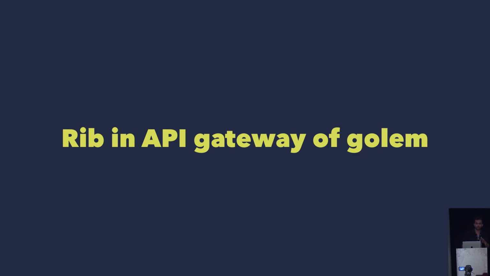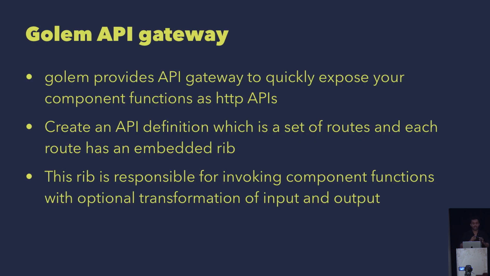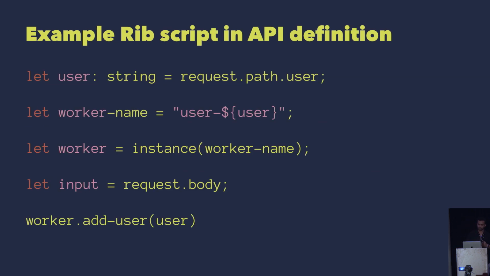It's in the API gateway of Golem. So we have seen Rib in Wasmtime now. We have seen Rib in the Golem CLI. We are also using Rib in a feature known as API gateway in Golem, which allows you to expose component functions as HTTP APIs, which implies you need to define an API definition, and it will be a set of routes, and each of those routes will have an embedded Rib in it, which talks about how to interact with the components.